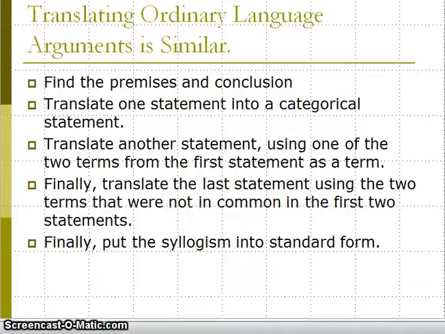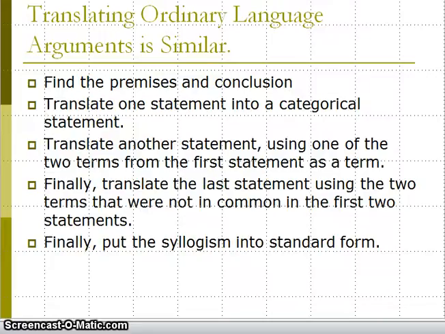Okay, let's look at 5.5. This is a continuation from the video for 5.4. What we're going to do is apply some of the concepts of section 4.7. In section 4.7 we had ordinary sentences, and we had to translate them into arguments that would fit in syllogistic form. So we had to take it and turn it into either an A, E, I, or O statement.